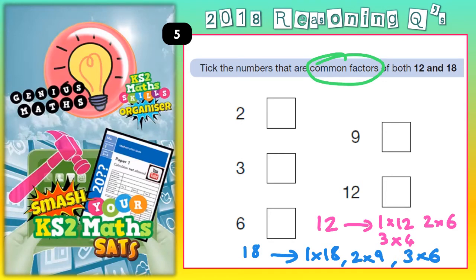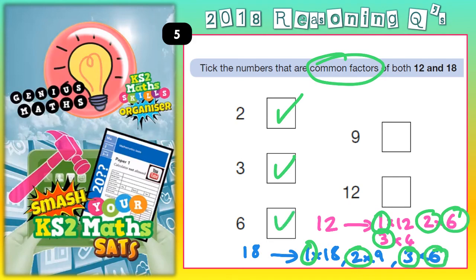Now because we're looking for common factors, we're basically looking for any factors which are in both lists. So 1 is in both lists, so 1 is a common factor, but 1 isn't one of my options, so I can't tick 1 anyway because it's simply not there. 2 is in both lists, there it is, so I can tick 2. 3 is in both lists, so I can tick 3. 6 is actually in both lists as well, so I can tick 6.